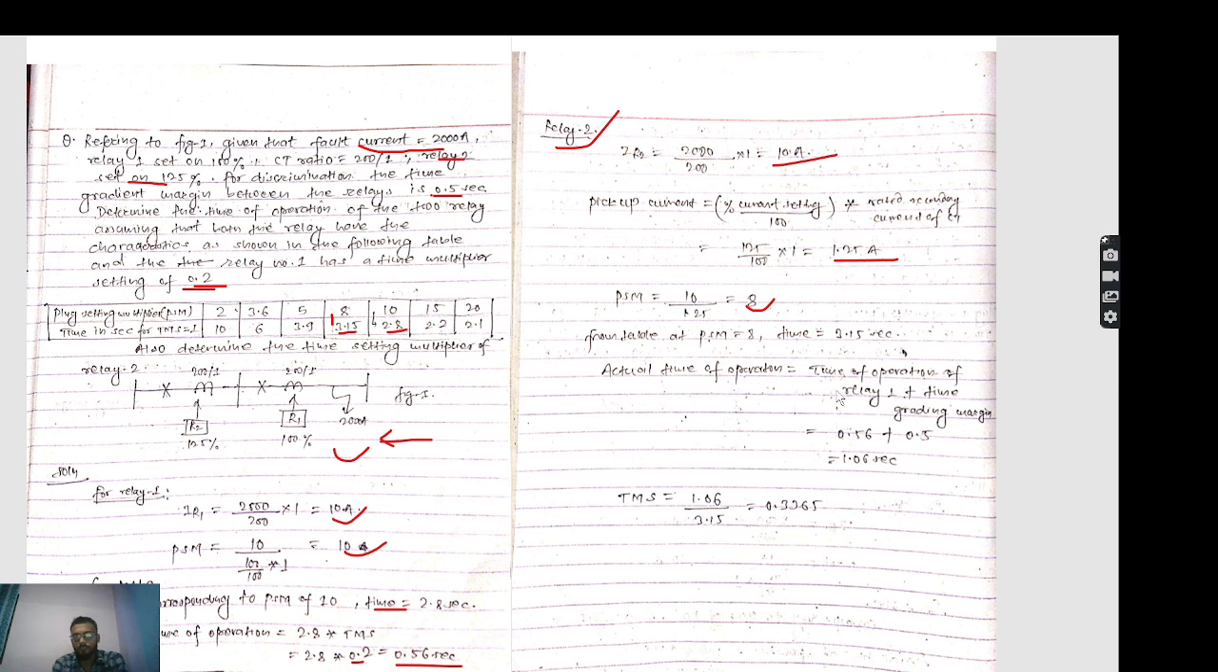So the actual time of operation will be the time of operation of relay first plus the time grading margin. For relay first we have obtained the time of operation of relay 1 as 0.56, and the time grading margin is mentioned as 0.5 in the question. So to calculate the TMS we have the actual time of operation upon this time, which means 3.15, obtained from the table. So we get here 0.3365.